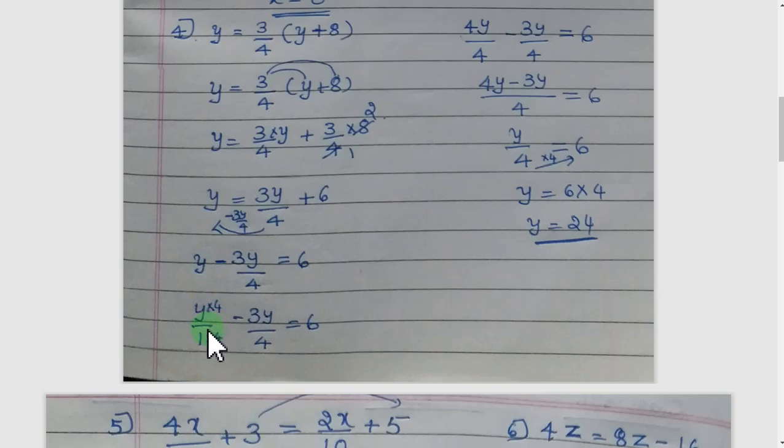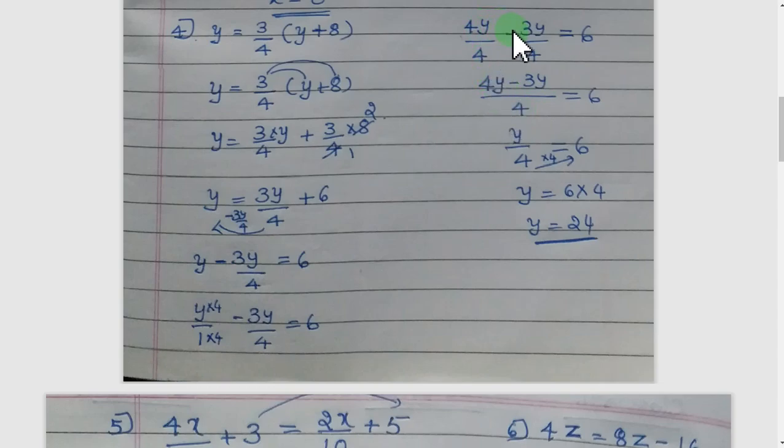So write y by 1 and make this denominator also 4. We have to equalize the denominator. To equalize, to make it 4, we have to multiply by 4. When you multiply the denominator, you have to multiply the numerator also. So it becomes 4y divided by 4 minus 3y by 4 is equal to 6. Now the denominators are equalized.